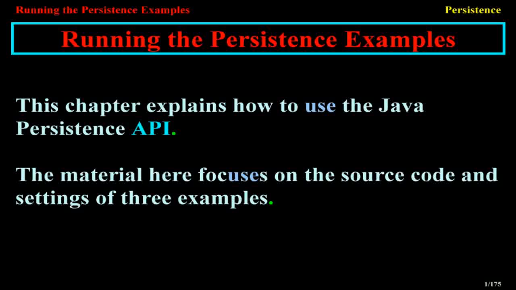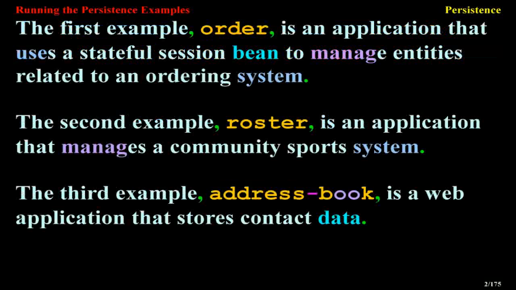Running the persistence examples. This chapter explains how to use the Java persistence API. The material here focuses on the source code and settings of 3 examples. The first example, order, is an application that uses a stateful session bean to manage entities related to an ordering system. The second example, roster, is an application that manages a community sports system. The third example, address book, is a web application that stores contact data.